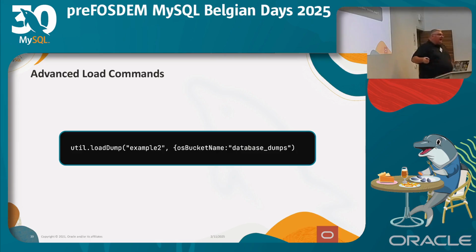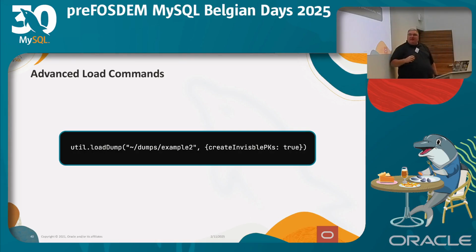This is the OS bucket. Again, purposely made this look easier than it actually is. You can call me mean if you want, but you specify. Here the difference is you see the example 2. That's not a path on my local machine. That's actually a path inside of the bucket that I'm using to get the data. So it's going to go to the database dumps bucket in the folder named example 2. That's where it's going to pull the data from. And then the create invisible PKs, that's the option for that.